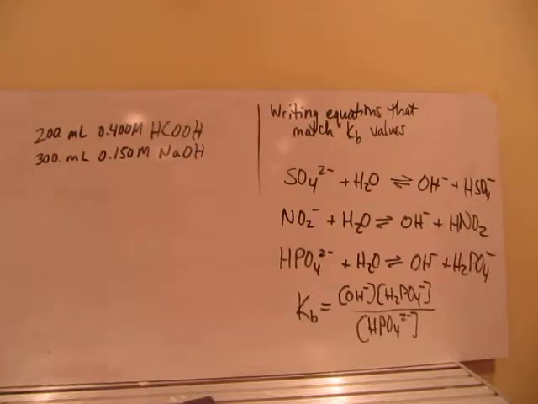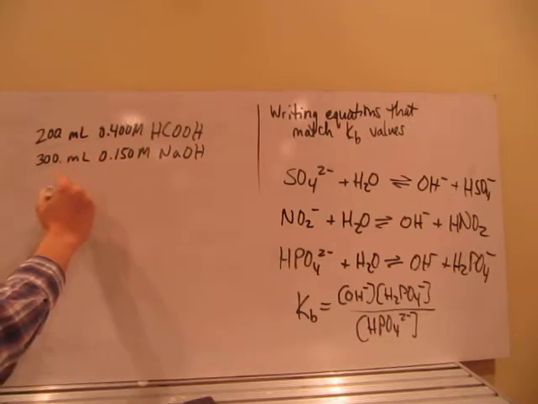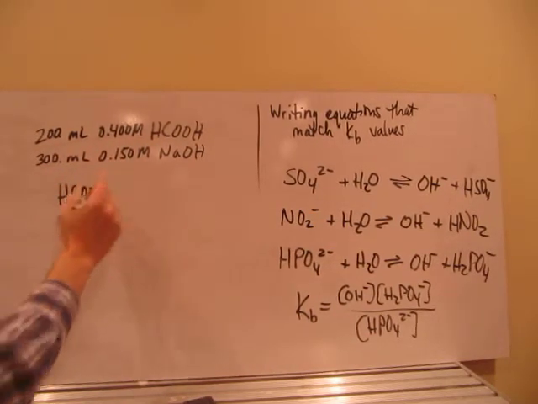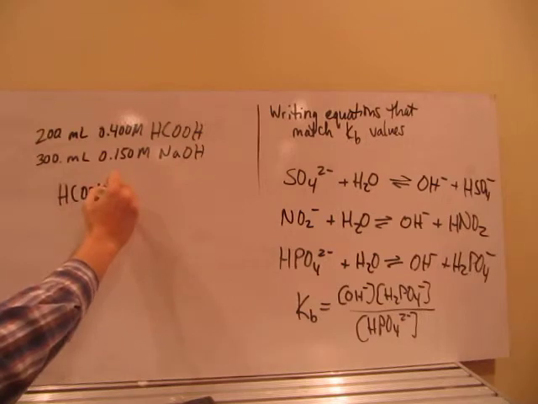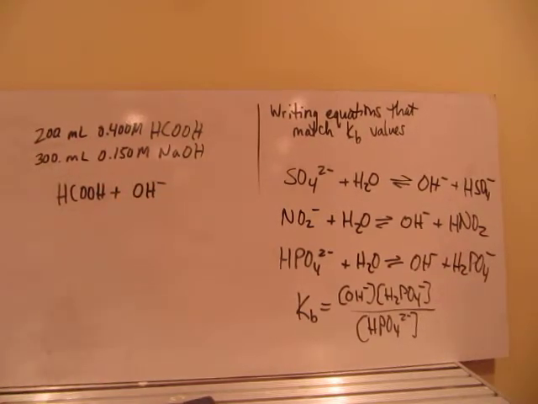Alright, so first thing is you need a net ionic equation for the reaction. Anytime you're doing net ionic equations, make sure your weak acids or weak bases stay together. We have a weak acid, so we just write it. We have a strong base. So for this one, we're going to get rid of the spectator ion, sodium. We're going to write this.